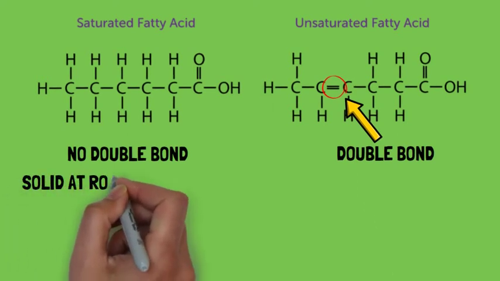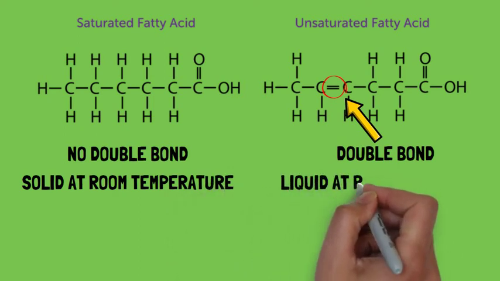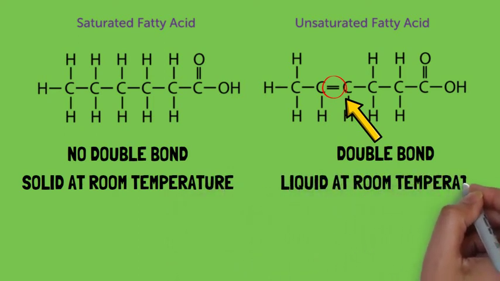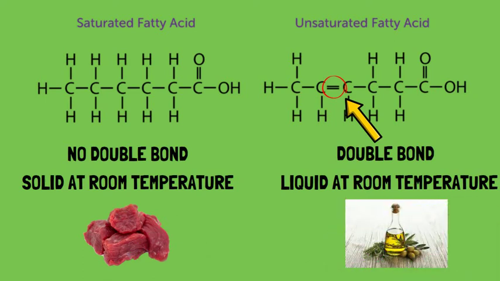In addition, saturated fatty acids are solids at room temperature. Unsaturated fatty acids are liquid at room temperature. Types of saturated fatty acids include animal fats. Unsaturated fatty acids include many different types of oil.